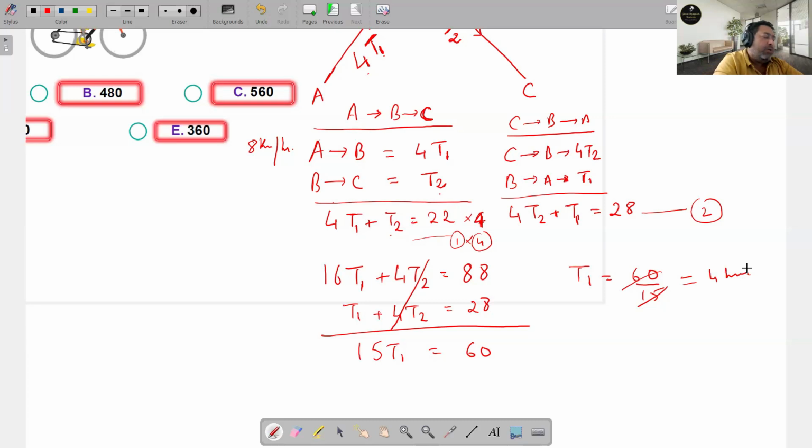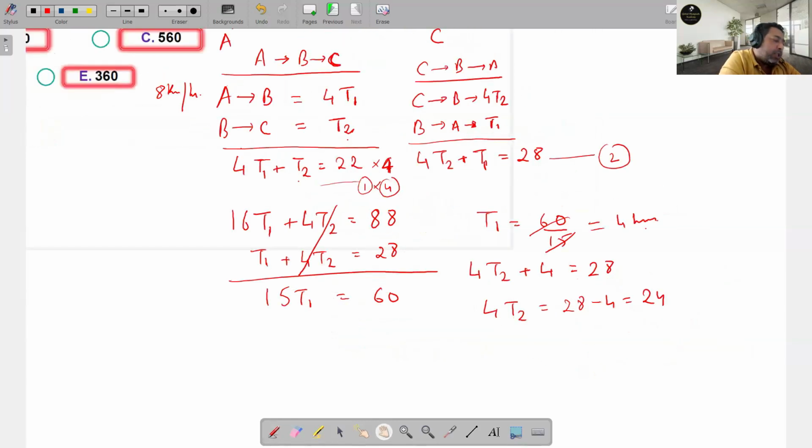Now, plugging in the value of t1 in the second equation, we can get the value of t2 as well. So 4t2 plus t1, which is 4, is equal to 28. And therefore, 4t2 is equal to 28 minus 4, which is equal to 24. And therefore, t2 will be equal to 24 by 4, which is 6 hours.